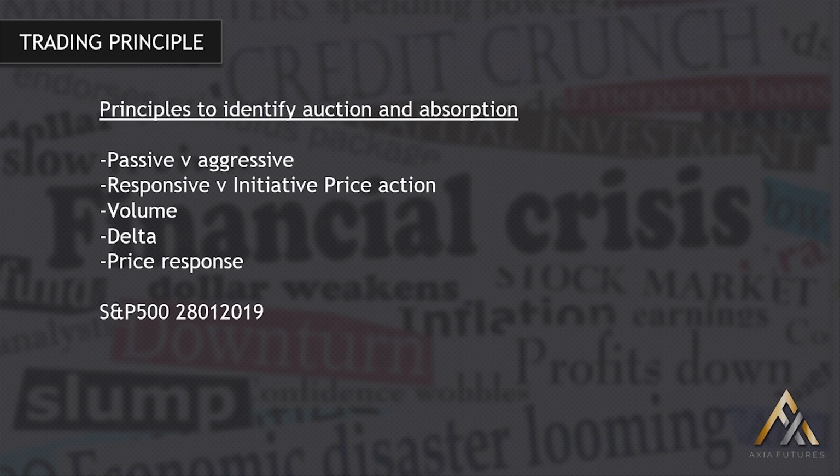The first principle is passive versus aggressive. I'm going to do some annotations, but I'm also going to bring up a chart in the next slide and explain it that way. What we're looking at here is the switch in price response. Passive merely means that as we approach an area of support, there are passive bids sitting in the market, in other words limit orders on the bid. So you get a lot of selling, and because there's a high amount of passive bids, you also get a very high delta.